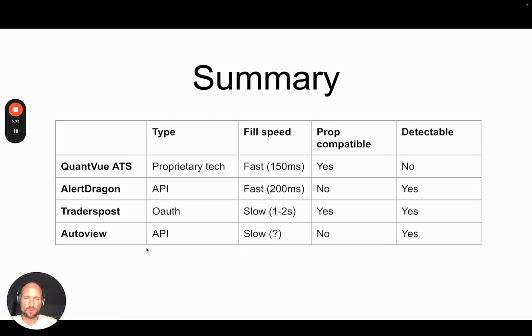And then we've got AutoTrading, which also is an API provider. It is slow. I haven't measured it, to be honest, but I know it's slower based on the results I saw. It is not prop firm compatible, and it is easily detectable.